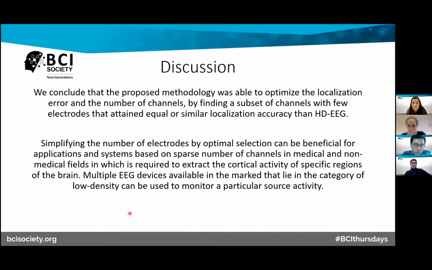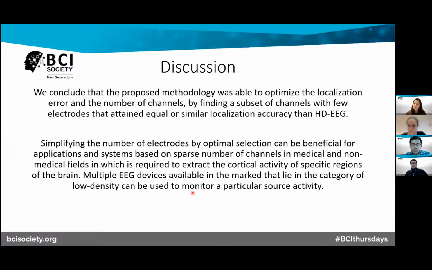So then we would like to mention the conclusions in the sense that the proposed method to find optimized combinations of electrodes can retain the localization accuracy of a high density system, and also that simplifying the number of electrodes by this optimal selection can be beneficial for multiple applications and systems based on channels in medical and non-medical fields, in which it is required to extract the cortical activity of specific regions of the brain.